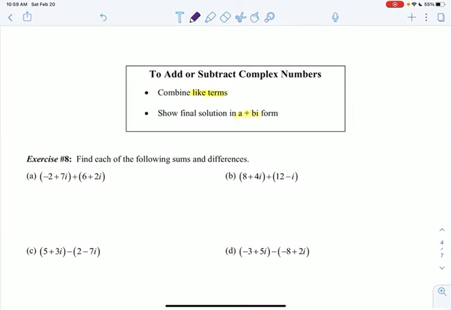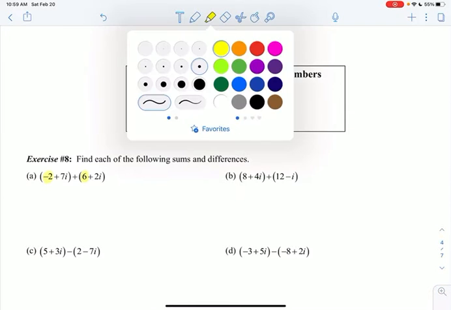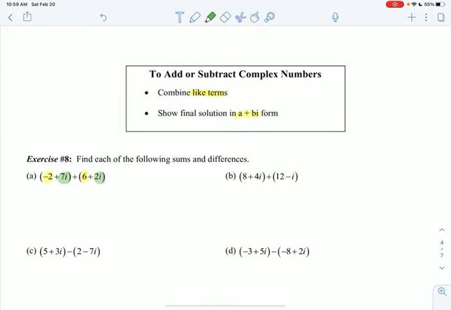In 8a, I'm going to look at the real part of it. I'm going to combine those real parts, and then I'm going to combine those imaginary parts. So negative 2 plus 6 is 4, and then 7i plus 2i is 9i, and that's my answer. I'll highlight them again. I'm going to put my imaginary parts in green and my real parts in yellow. And again, you can just combine like terms. So 8 plus 12 is 20, and 4i plus negative 1i, there's a 1 in front of there, is just going to be 3i.